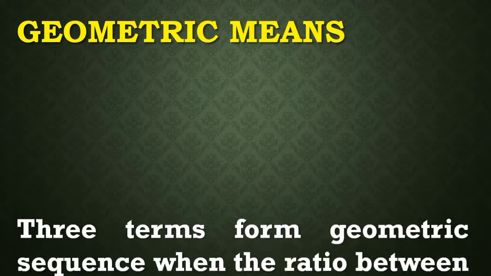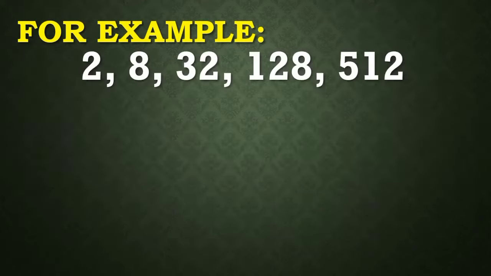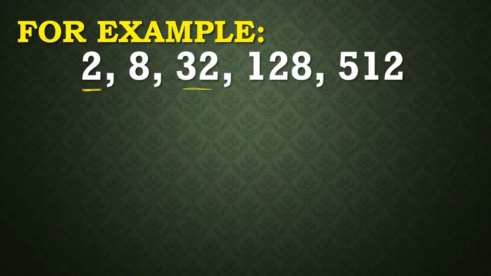So let's start our discussion by defining geometric means. Three terms form a geometric sequence when the ratio between the terms is constant. Moreover, the middle number between the three terms is called the geometric mean. So, to better understand what a geometric mean is, let's have an example. As you can see, our first term is 2 and our third term is 32, the geometric mean is the number in between them, which is 8. And then for 8 and 128, the geometric mean is 32. And then for 32 and 512, the geometric mean is 128.